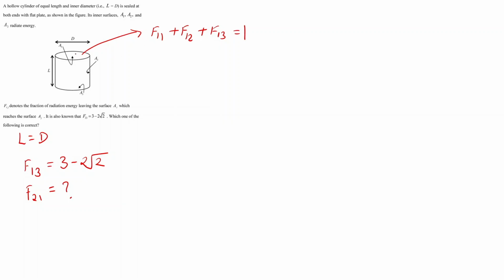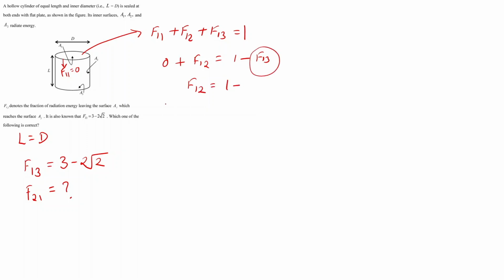Now we can say that the energy that will leave from surface 1 won't ever reach this surface again, because this is a flat surface. If it would have been a curved surface, then the radiation leaving surface 1 might reach surface 1 again, but not in this case, since we are having a flat surface. So F11 in this case will be equal to 0. We can just replace it over there, plus F12 is equal to 1 minus F13.